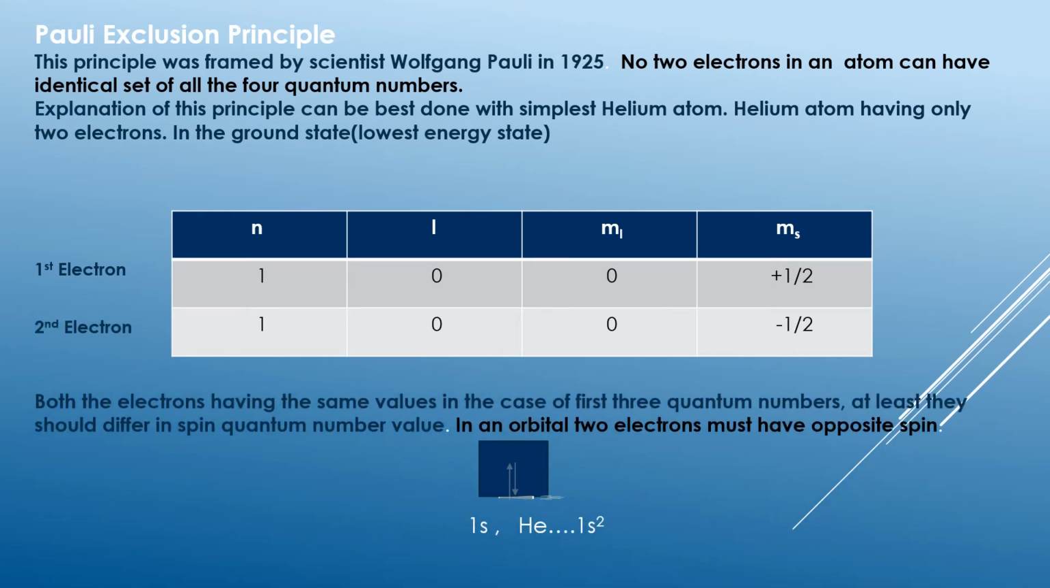The essence of the Pauli exclusion principle is that no two electrons in an atom can have an identical set of all the four quantum numbers. Helium is the simplest element to illustrate this principle. It shows that both the electrons have the first three quantum numbers the same, but they differ in the spin quantum number.